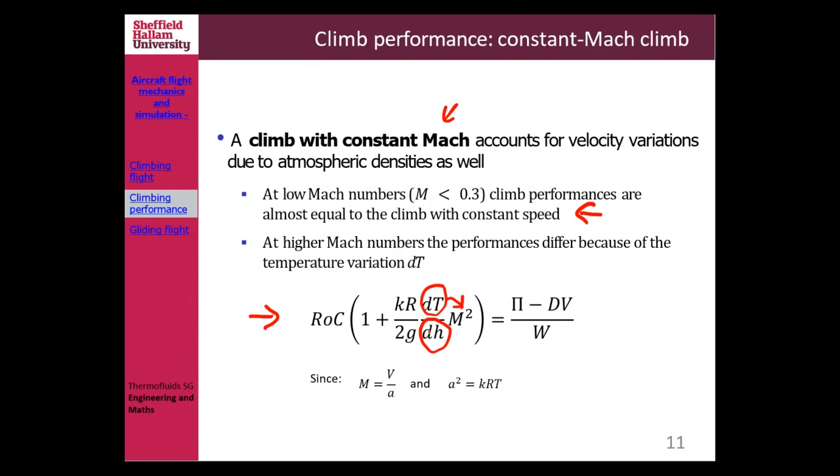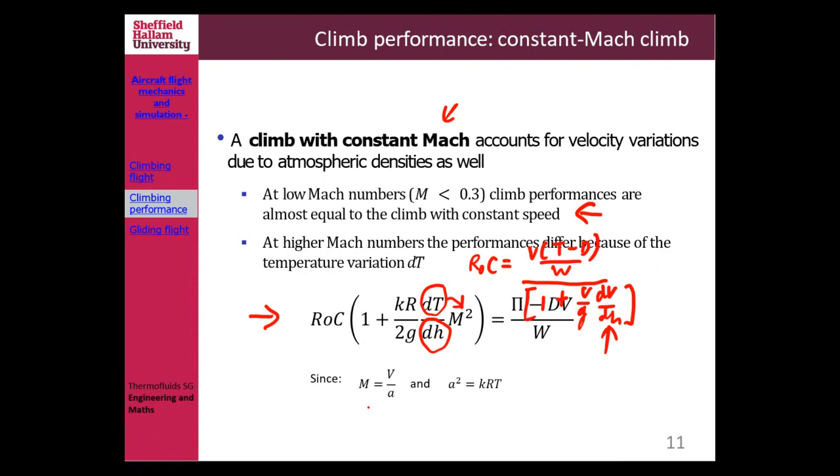Now, how you get these equations is very simple, the same as the one that we had before, which is the equation for the quasi-steady climb, where the rate of climb is equal to (VT minus D) divided by W, divided by (1 plus V divided by g, dV/dh), right? Now, the change of velocity is equal to the change of Mach number, but the change of Mach number is affected by the change of temperature due to the change of altitude.